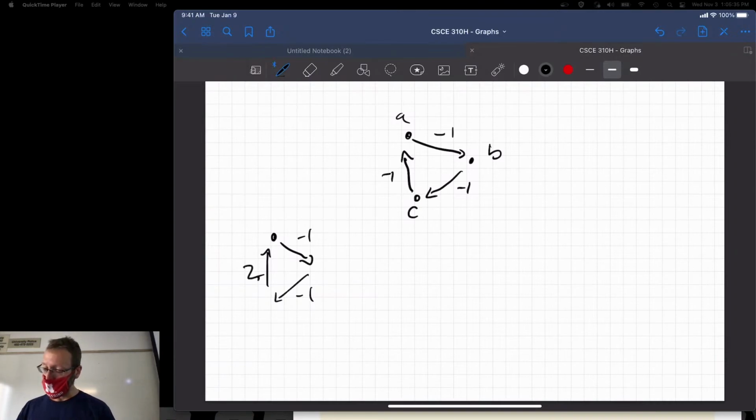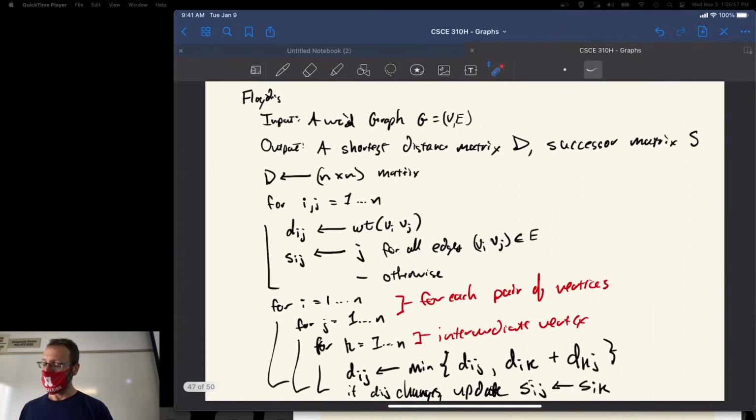In fact, if I bump this up to 3, you can see that it actually costs you to go around in a circle as many times as you want, right? So negative values aren't necessarily bad. You can have a negatively weighted path, so long as you don't have a negatively weighted cycle. How could you detect such a thing?